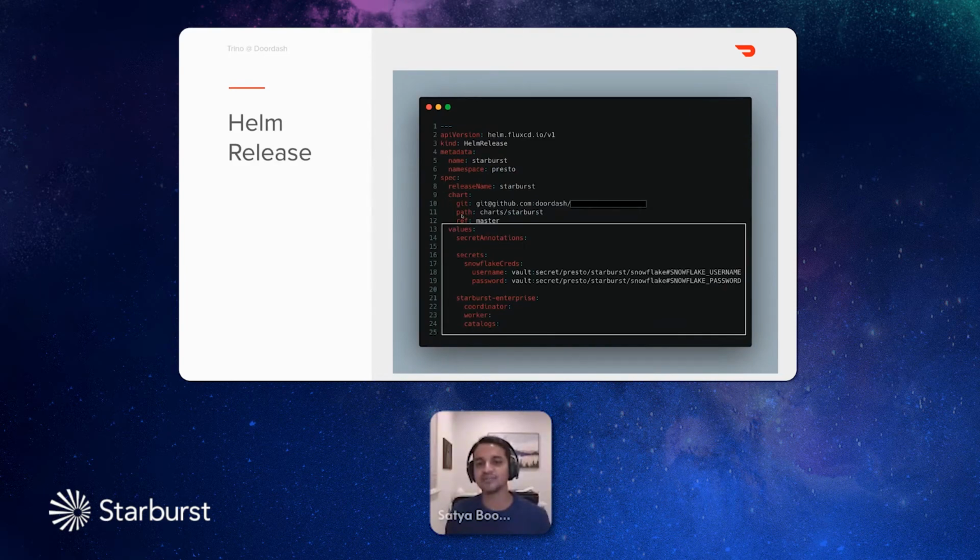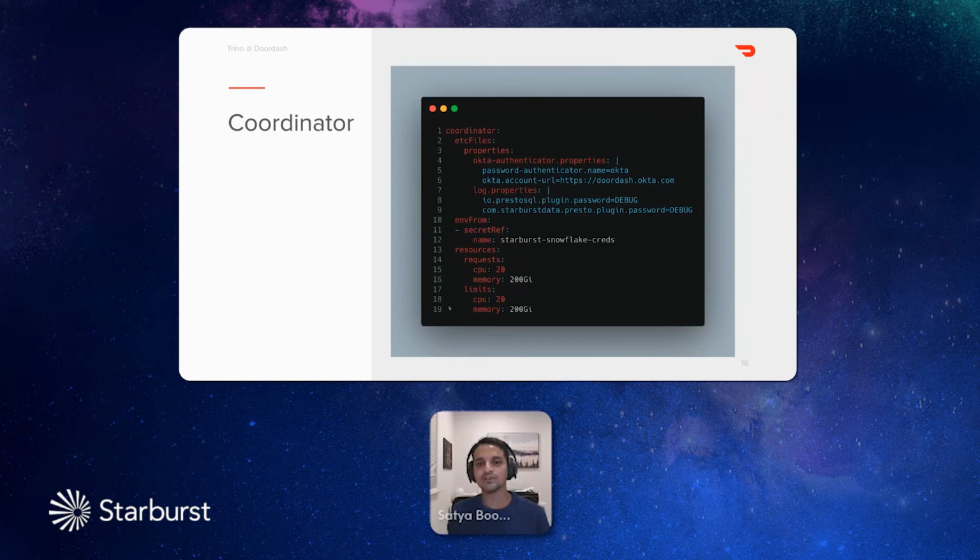You can see that this is referencing the master branch of the chart. And secret annotations, defining our vault configuration and things like that, the URL and the username and password, and all the cluster configuration is actually specified in the Starburst Enterprise section.